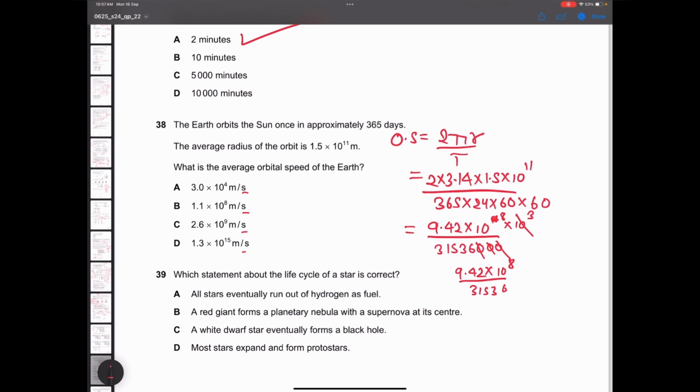So 9.42 divided by 31536. It's somewhere near 0.00029 into 10 to the power 8. So you shift the zeros, the answer will be A. You do the maths, you have the calculator, so answer will be A.